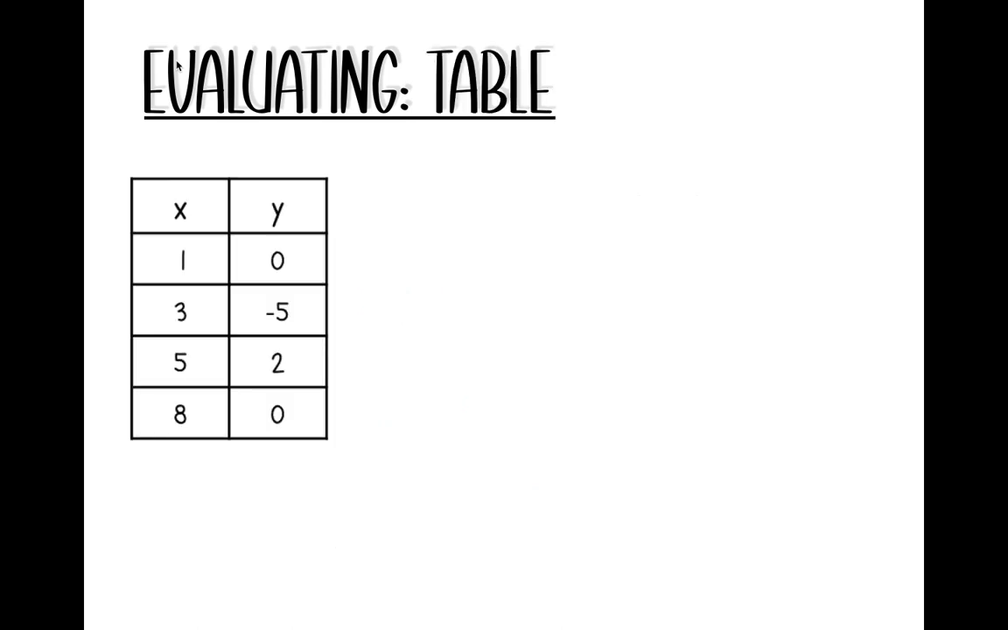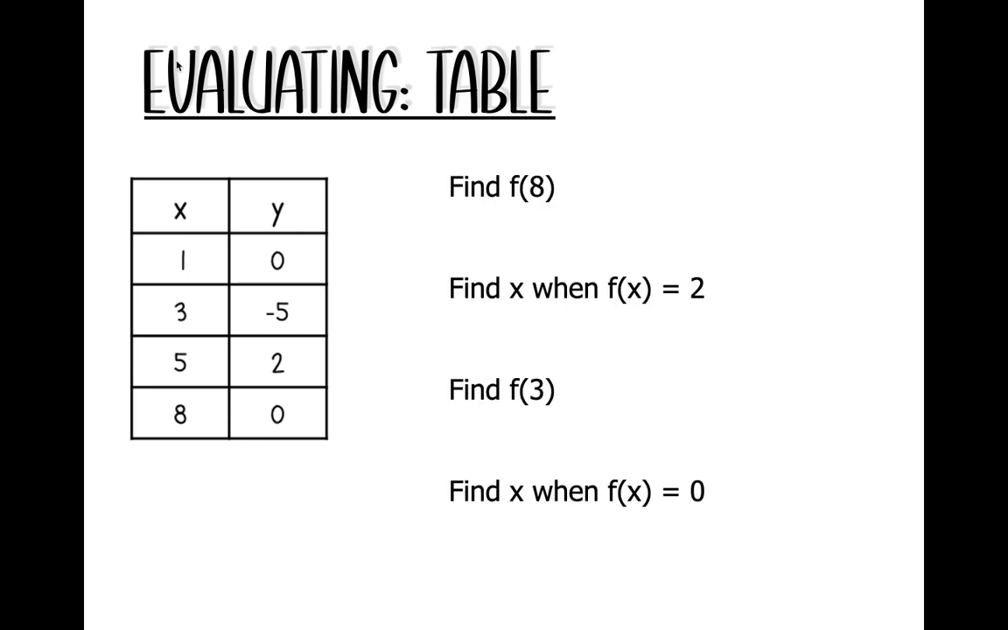Now we're going to evaluate from a table. Again, we see that x and y values are being paired together. We want to find the following. F of 8. We have to decide for the 8, should we look in the x column or the y column? The x column. Remember, the values inside the parentheses represent your x. So we look at our table, when x is 8, y is 0. So f of 8 is equal to 0.